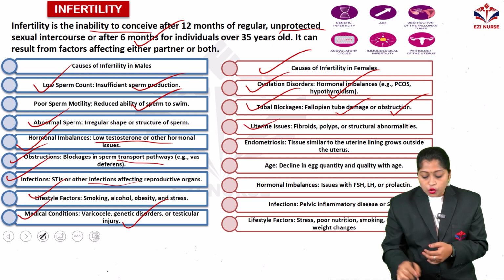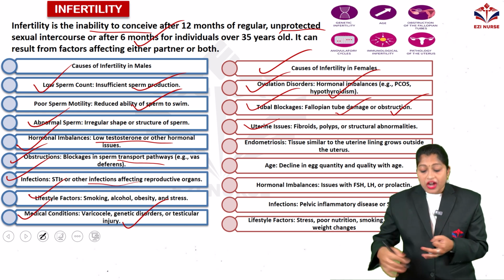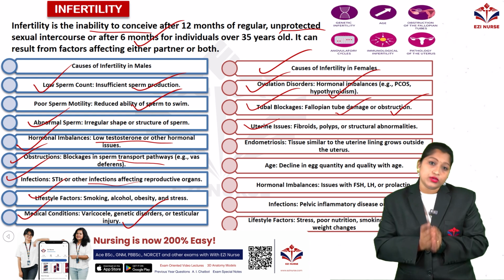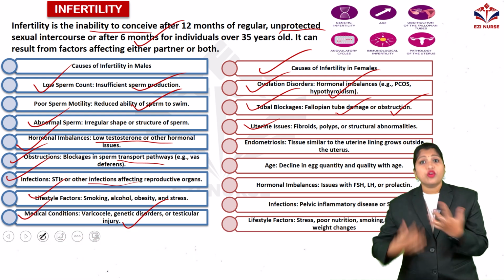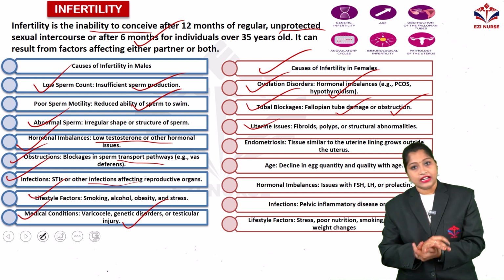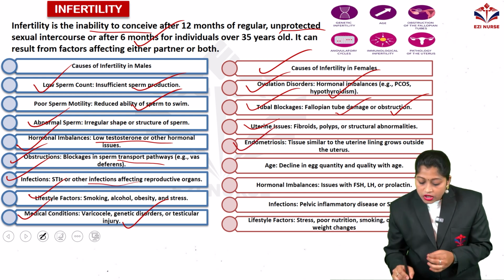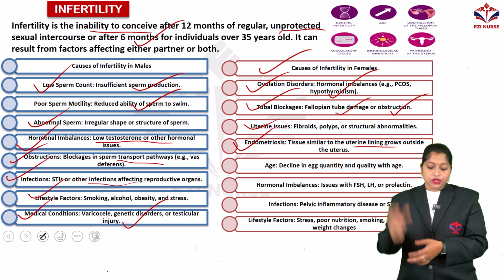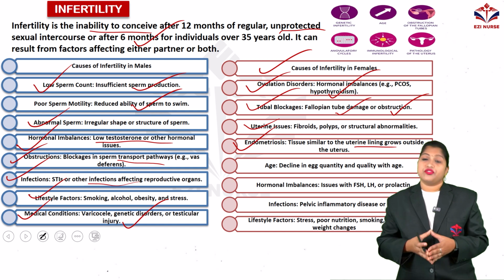The next cause is uterine issues. You can see fibroids, polyps, structural abnormalities in the uterus where fertilization has to take place. So due to these uterine issues, there is no fertilization and hence infertility. The next cause is endometriosis. The tissue similar to the uterine lining grows outside the uterus. So this endometriosis also can be one of the main causes of infertility.